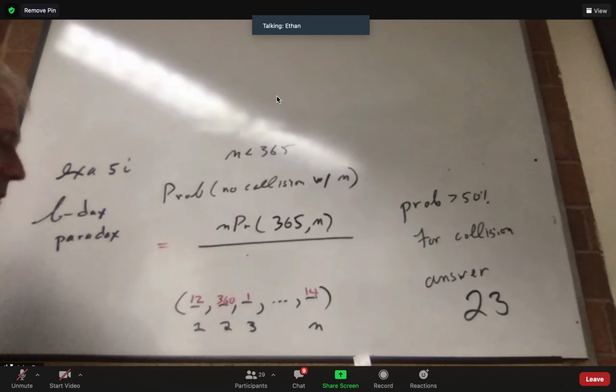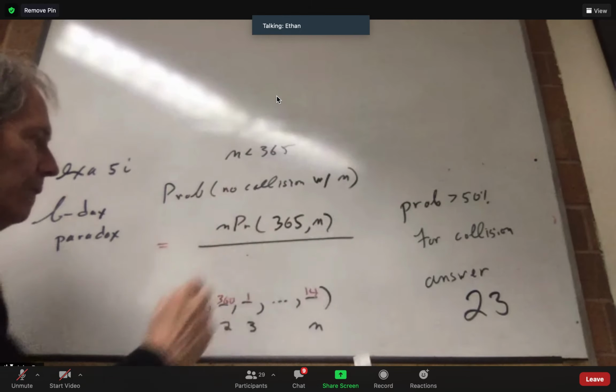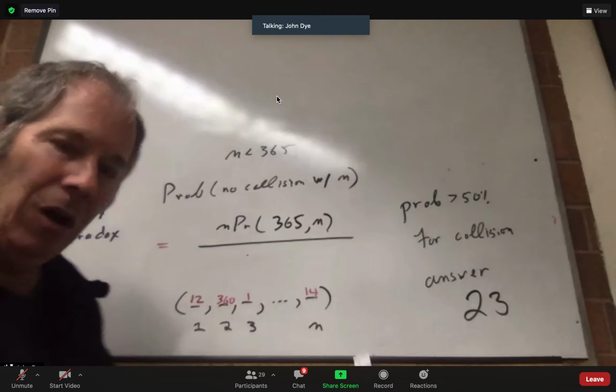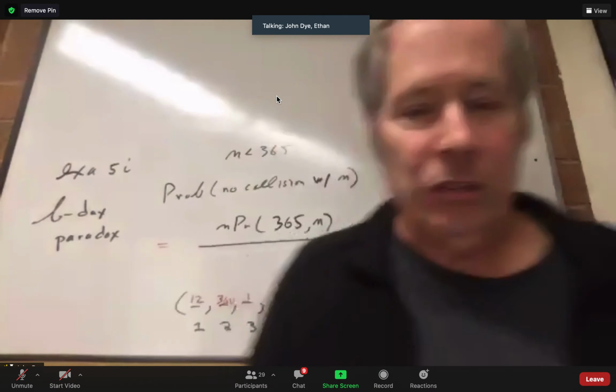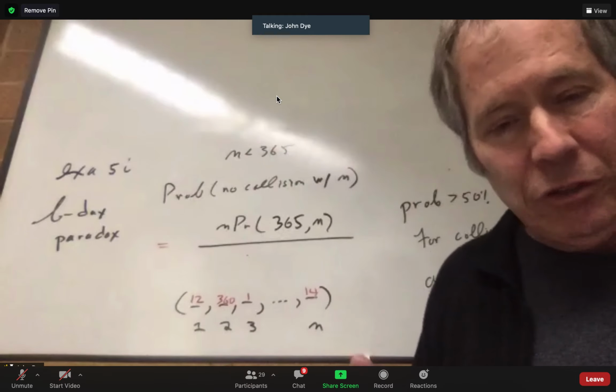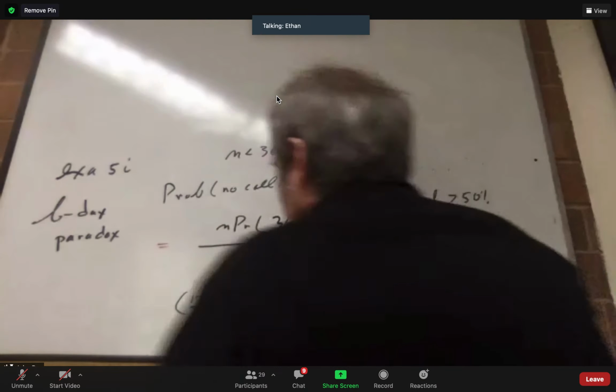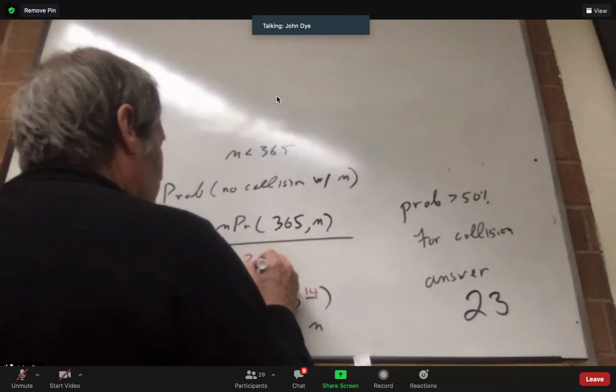So the numerator would be the arrangements of the no collisions, and then the denominator at the bottom is just all possible ways you can have birthdays. So each person can have 365 choices, right? So I've got n of these people. So how many is that? 365 to the n. Very good.